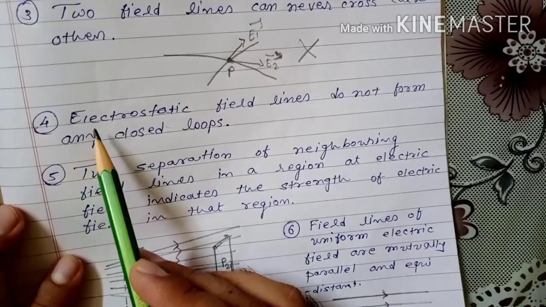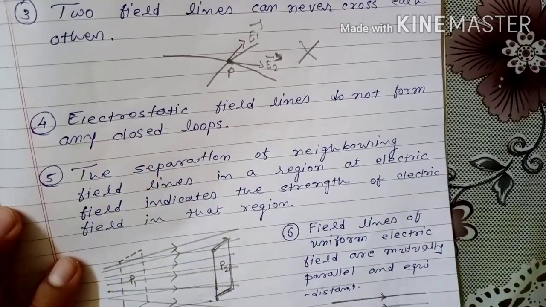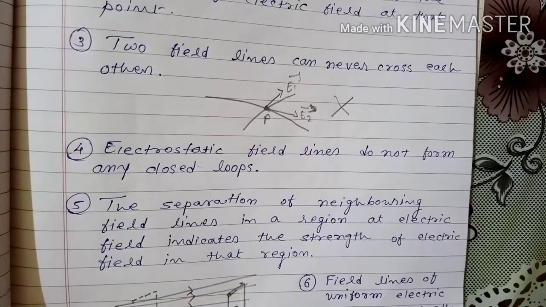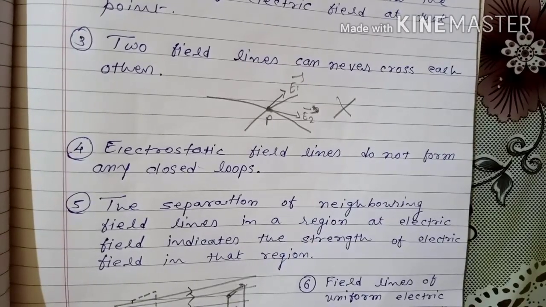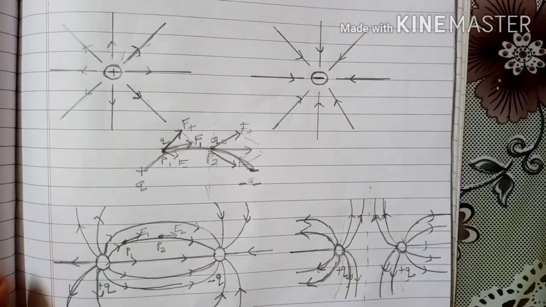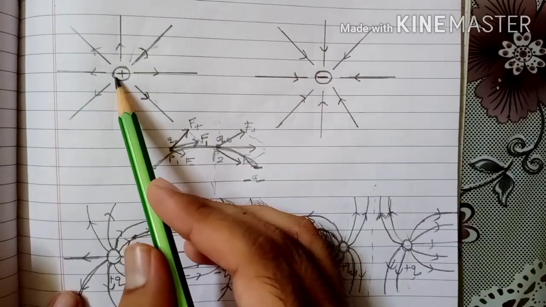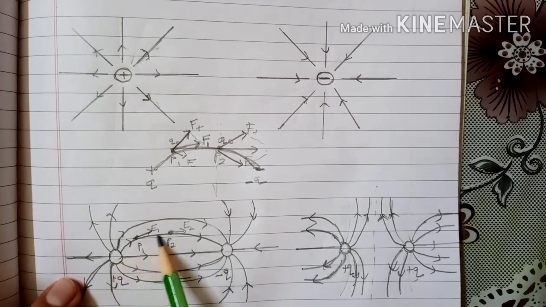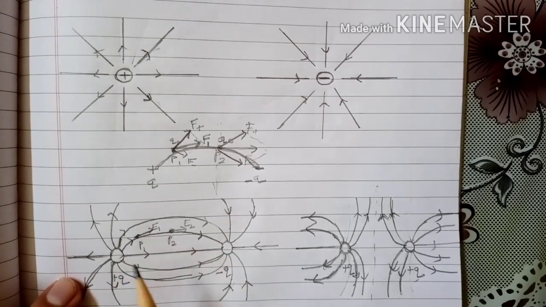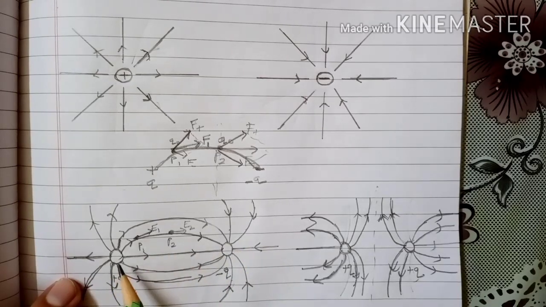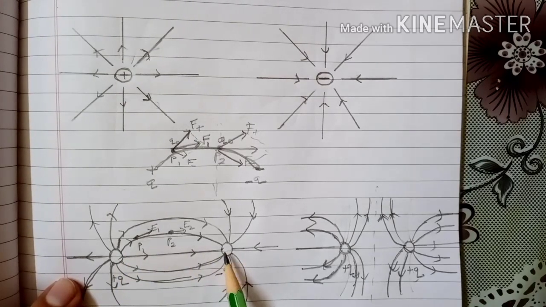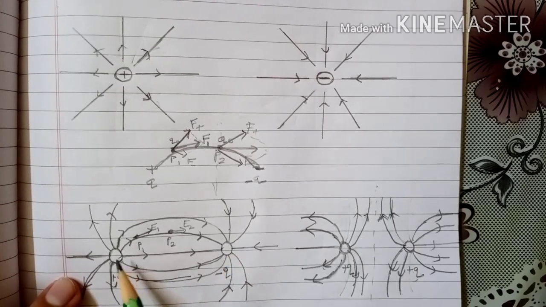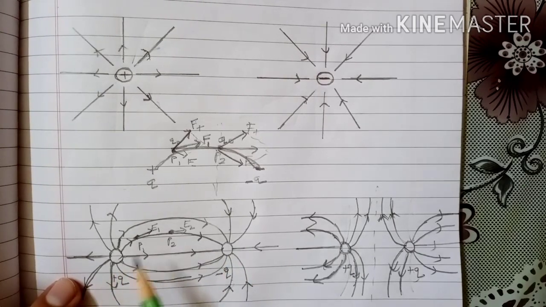Fourth characteristic, electric field lines do not form any closed loop. Electric field lines never form any closed loop. How? If you observe any figure, electric field lines are not forming any closed loop. Here, electric field lines start from positive and end at negative. Here no closed loop is formed. You can't take a path like positive to negative, negative to positive. We have to follow the direction of the arrow, positive to negative. The arrows are not from negative to positive. Therefore, electric field lines never form a closed loop.